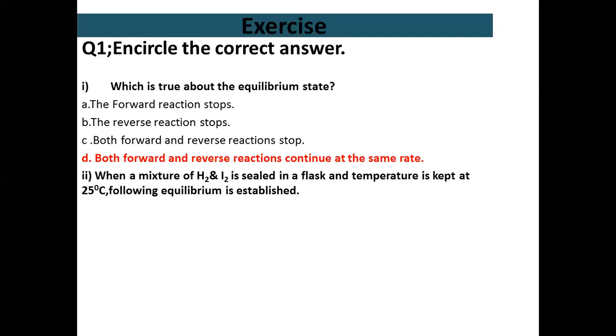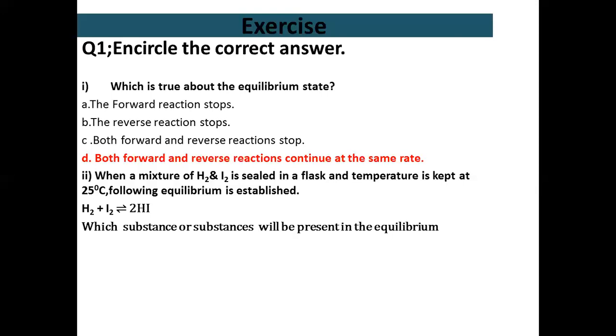MCQ number 2: when a mixture of hydrogen and iodine is sealed in a flask. Why is it sealed in a flask? Because I told you that equilibrium is established only in a closed system. This is one of the conditions to establish an equilibrium state, that the system must be a closed system. So that's why these gases are sealed in a flask, and the temperature is kept at 25 degree centigrade. The following equilibrium is established: hydrogen gas when it reacts with iodine gas will form 2 moles of hydrogen iodide.